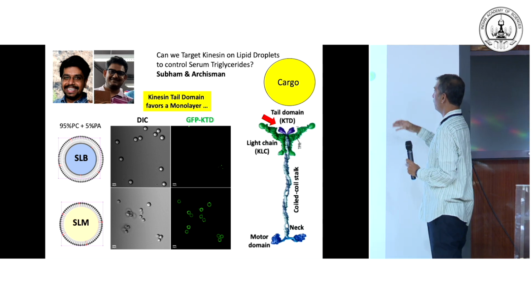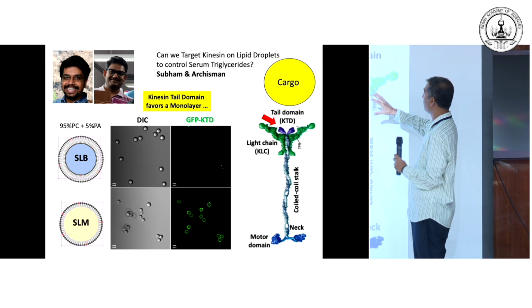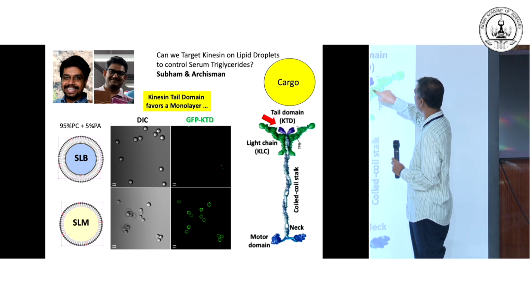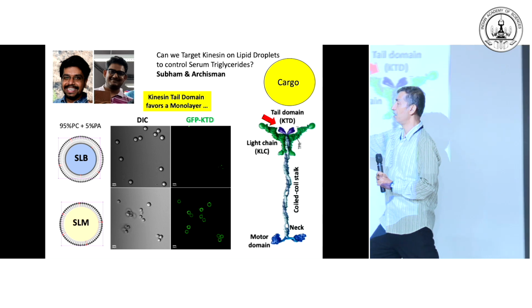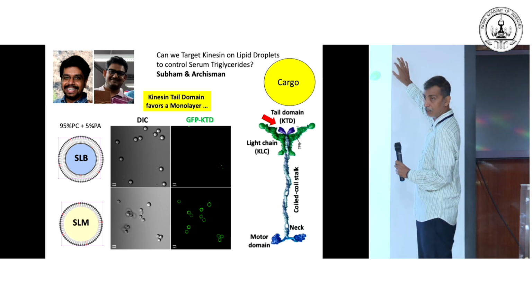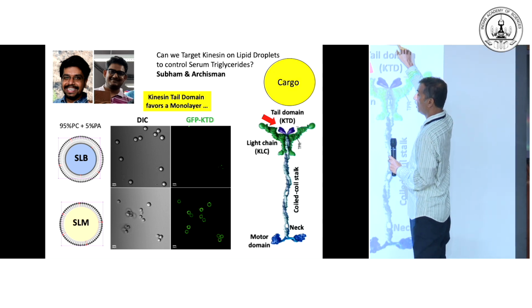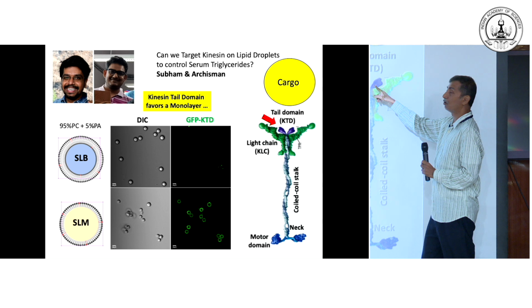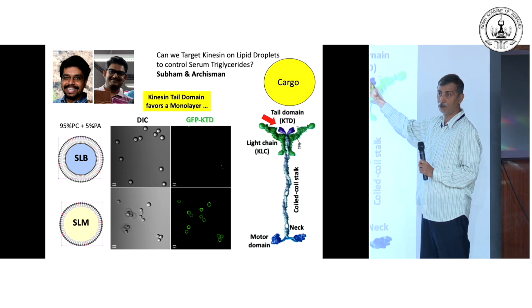other cargo. We and others figured out that the mechanism by which the kinesin motor binds to bilayer membranes like this uses different parts of the kinesin. To bind to a monolayer membrane like this one, or a lipid droplet, it binds to this region called the kinesin tail domain. This you have to remember.